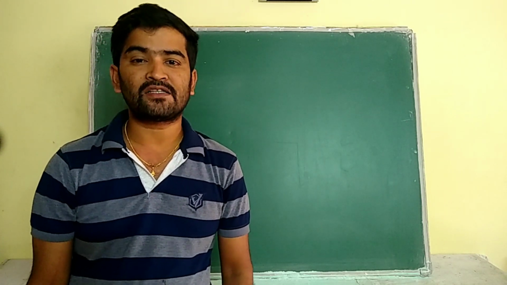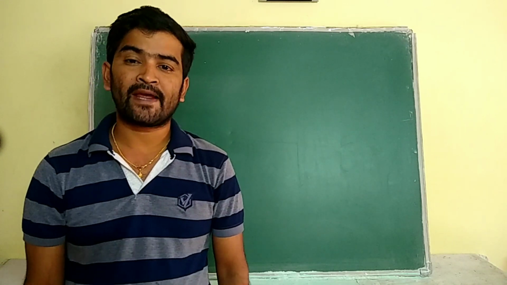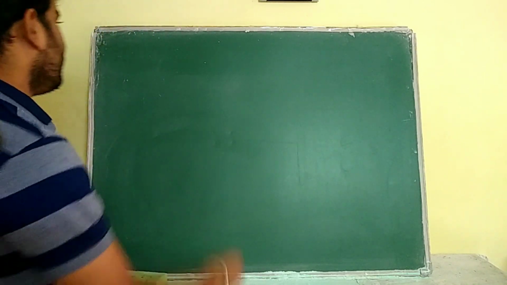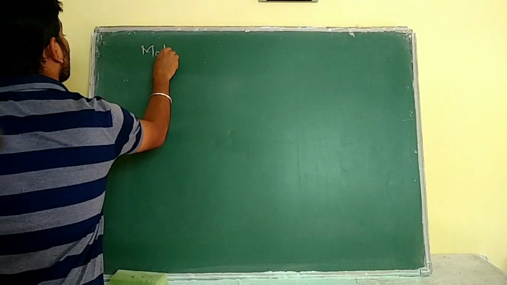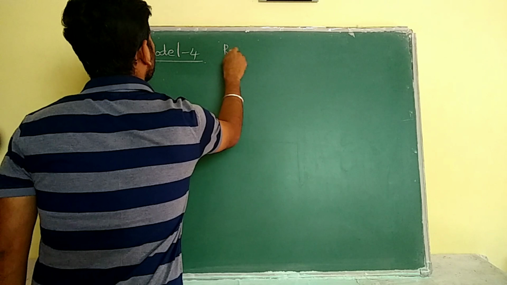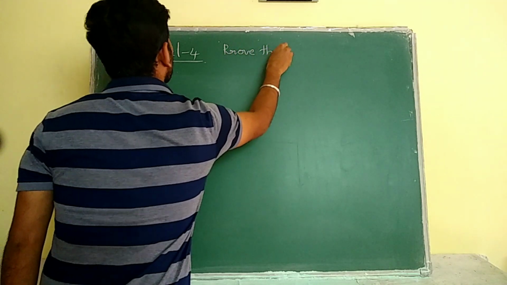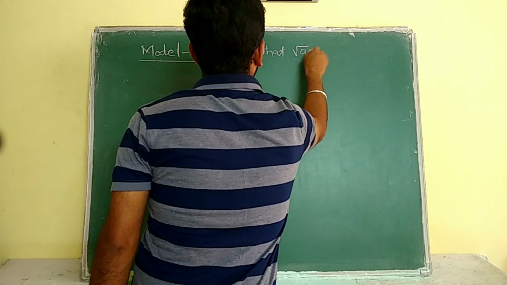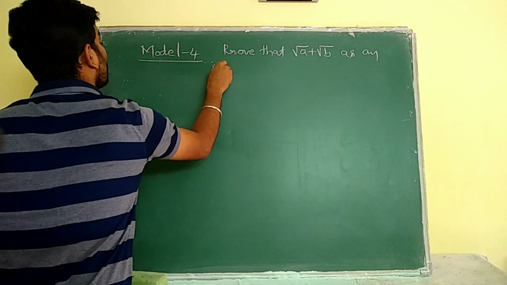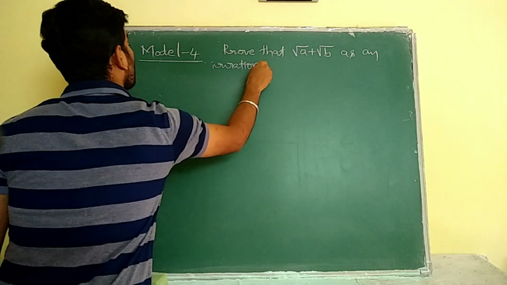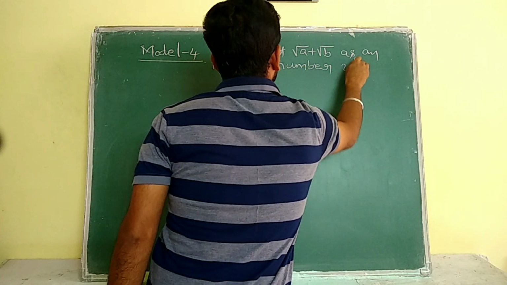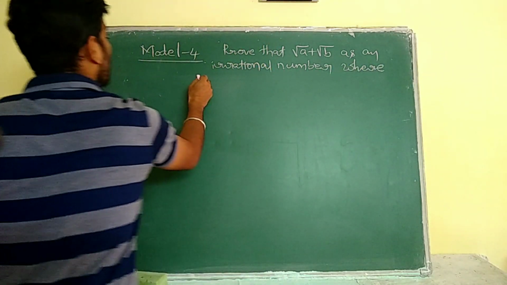Now we will discuss the last model, that is root a plus root b as an irrational number. Model 4: Prove that root a plus root b is an irrational number, where a, b are primes.